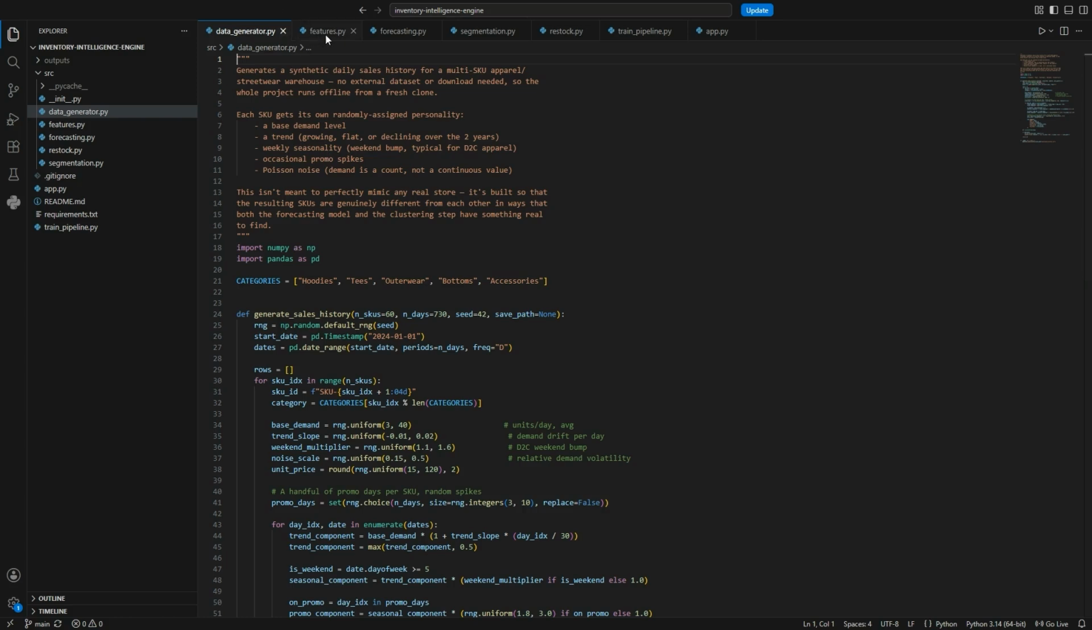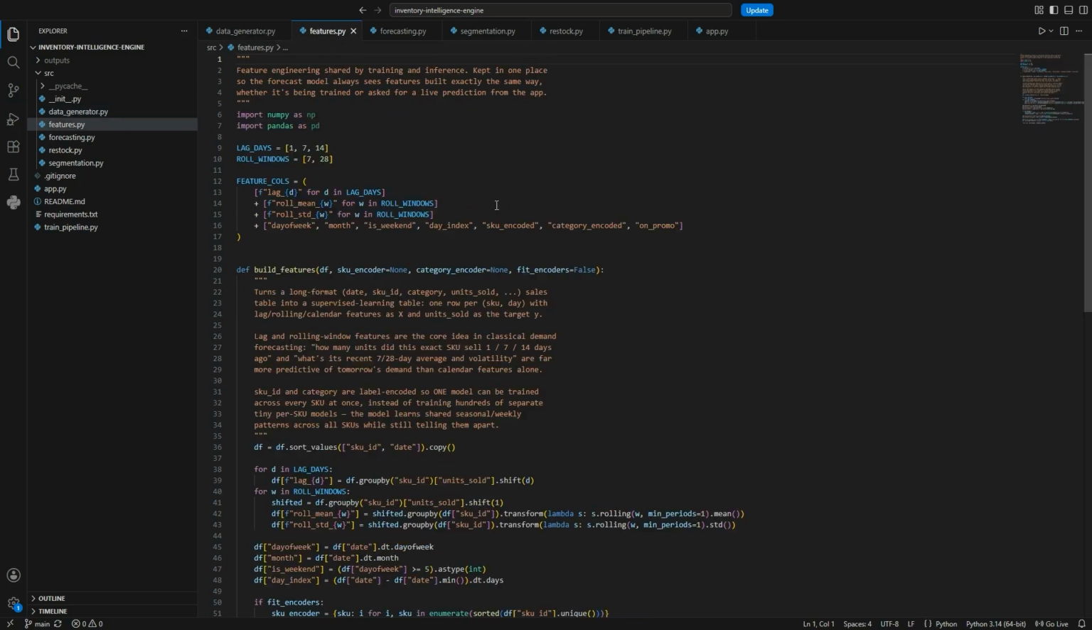The next one is features.py. So this turns the raw sales into a training table. Lag features like demand 7 and 14 days ago, rolling averages, calendar features like day of week. It's shared by training and by the live app, so both always see identical features.